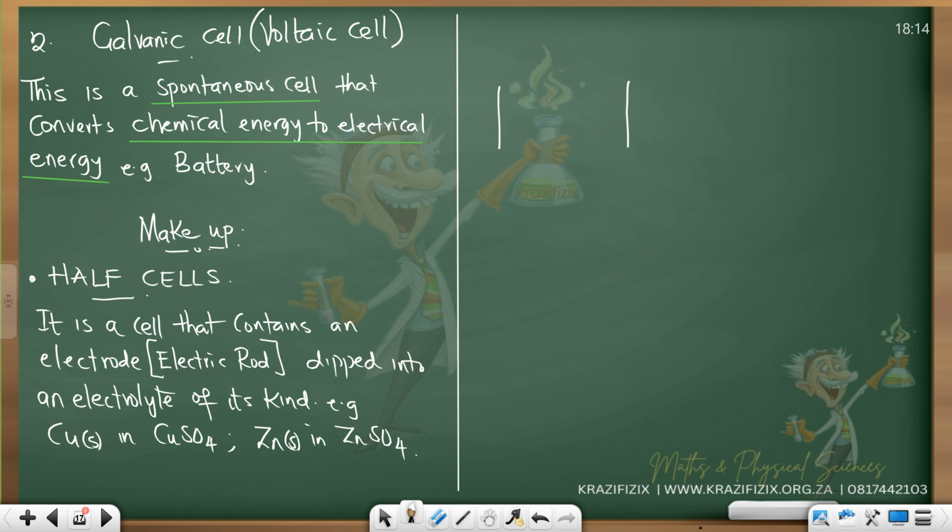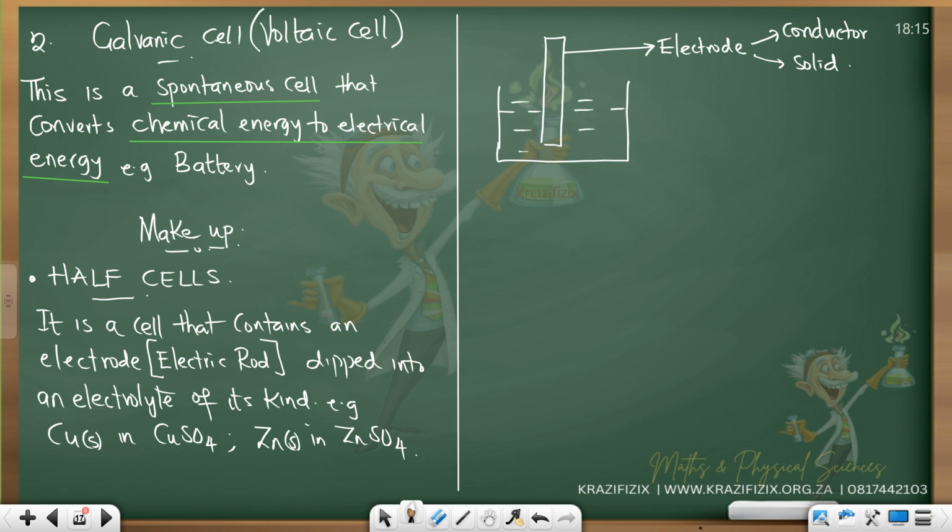So you'll be looking at something that looks like this. And you have an electrode there. This is an electrode. What are the properties of an electrode? Number one, it must be what? A conductor. And number two, it must be what? A solid. And then this would be what? An electrolyte.